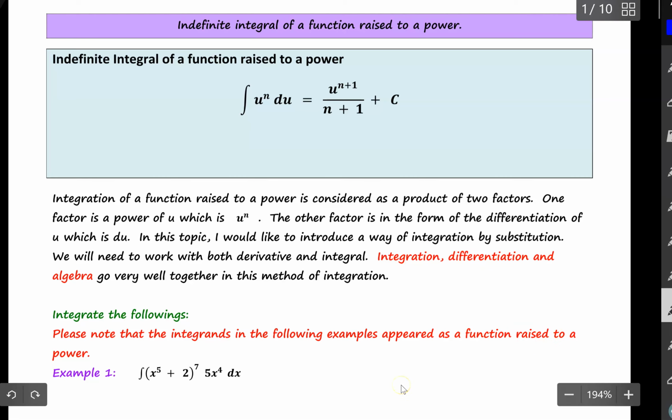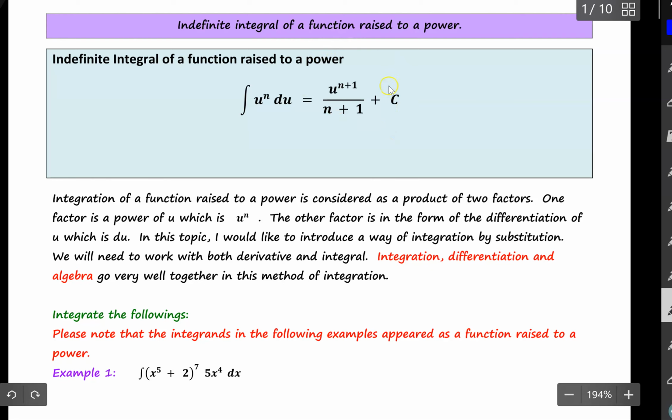Hello everyone. In this video, you will learn how to integrate a function raised to a power. This is the indefinite integral of u raised to exponent n multiplied by the differential factor of du. Notice that the same basic definition for integration still applies, right? In order for you to integrate this, you need to add 1 to the exponent and then divide it by the result. And don't forget the plus c because you are dealing with an indefinite integral in this case.